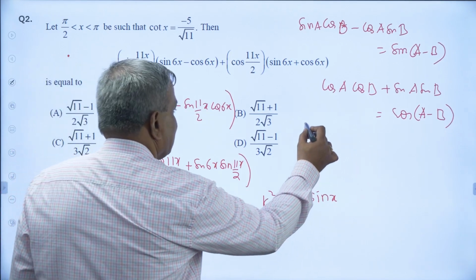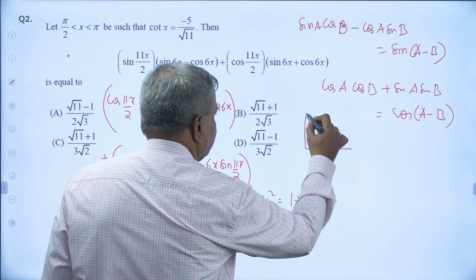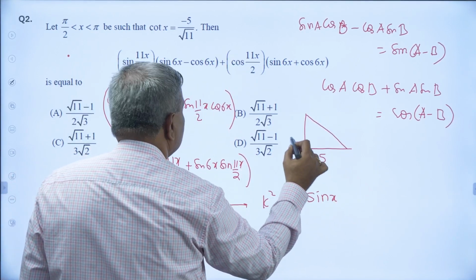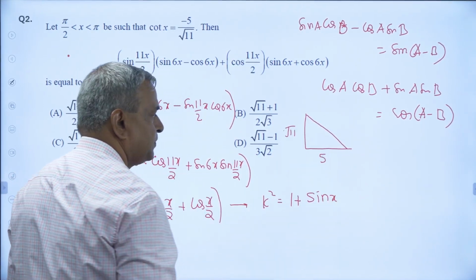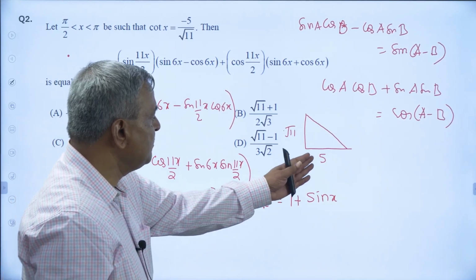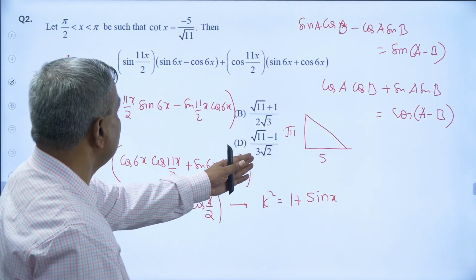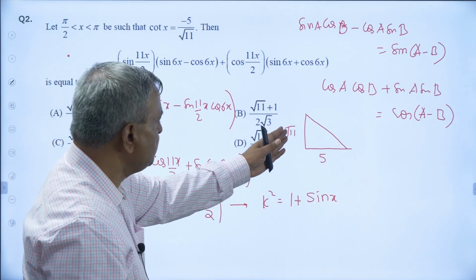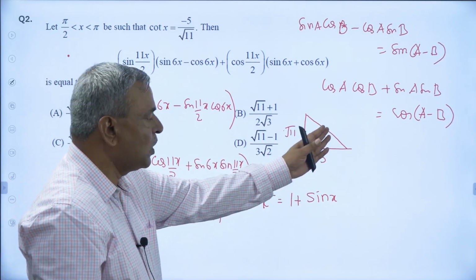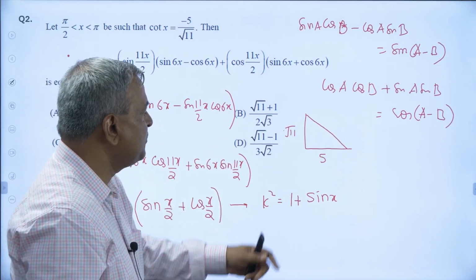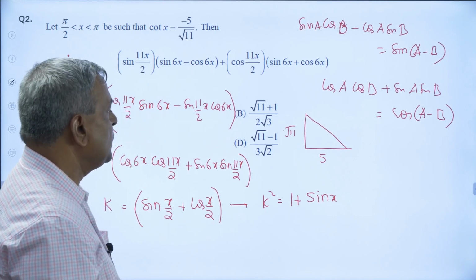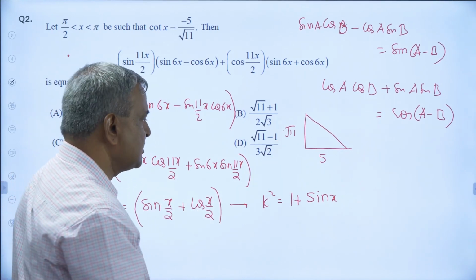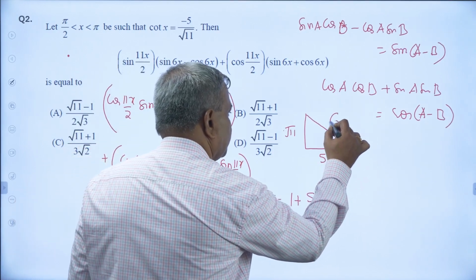Now, sin in the second quadrant is positive. They gave the second quadrant and cot is given. This is 5, this is root 11. The 5 is given as the denominator, meaning the base, and the perpendicular is root 11. So what will be the hypotenuse? 25 plus 11 is 36, which gives 6.